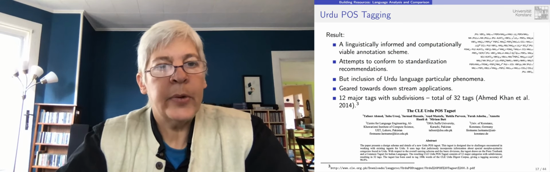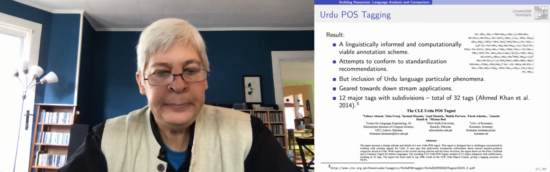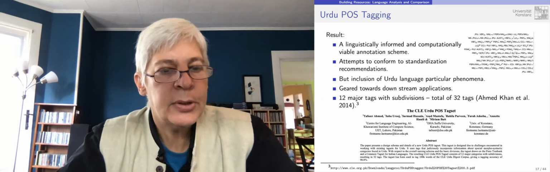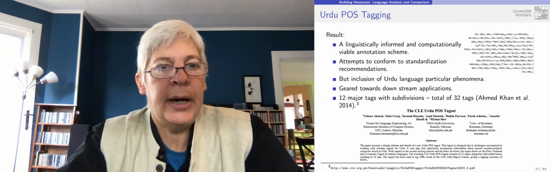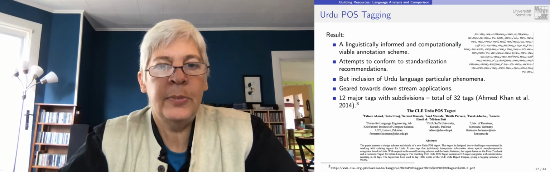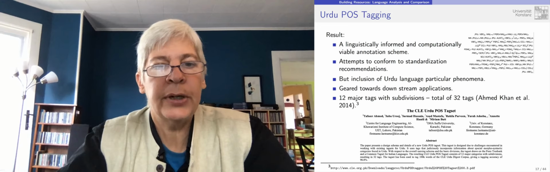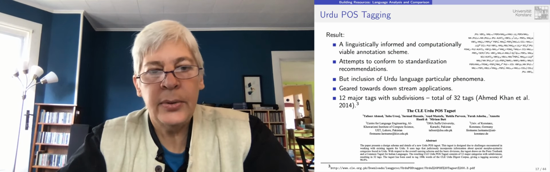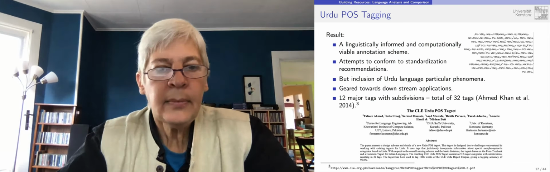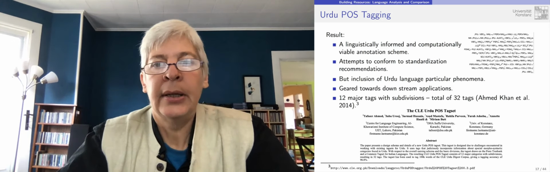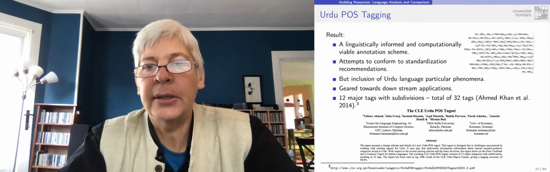So in the end, I think I'm quite pleased with the scheme that has come up. We have published that in a paper fairly recently, well, not that recent anymore, 2014. So I think it's a nicely linguistically informed, but also computationally viable annotation scheme. There are 12 major tags with subdivisions, so you have a total of 32 tags. We try to conform to the standardized recommendations, particularly the ones for Indian languages, but we had to include Urdu language particular phenomena as well, and make sure that we actually had enough tags and the right kinds of divisions, the right kinds of categories for downstream applications. So this was very important to us.